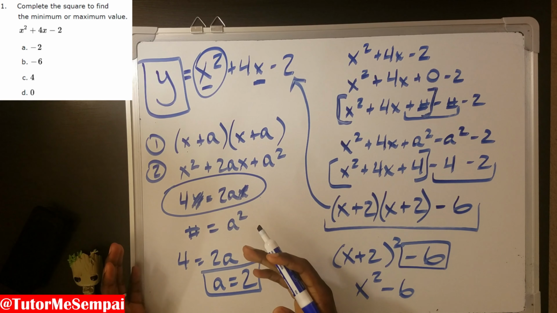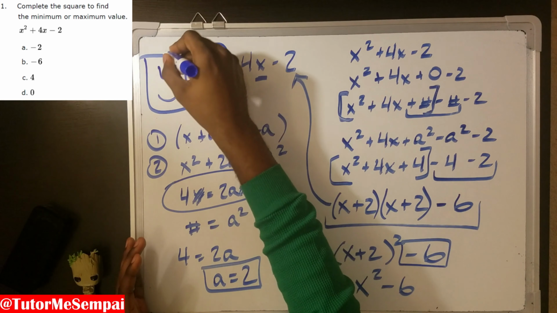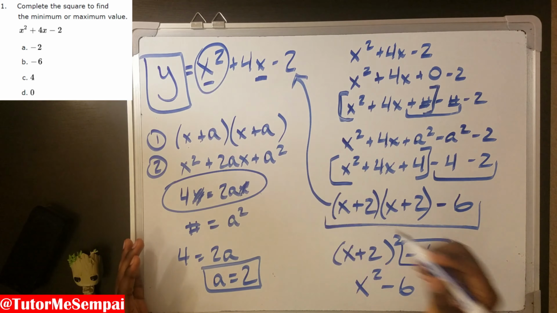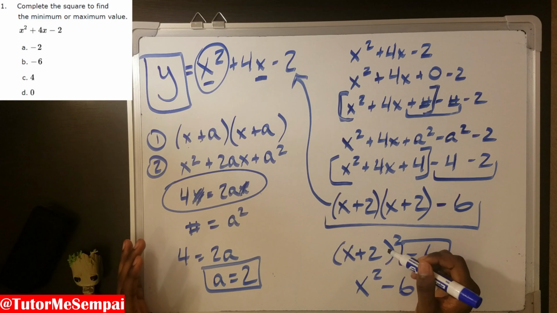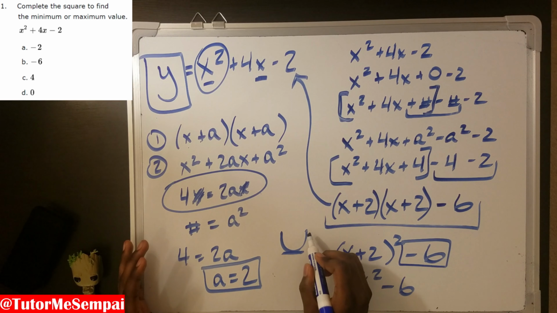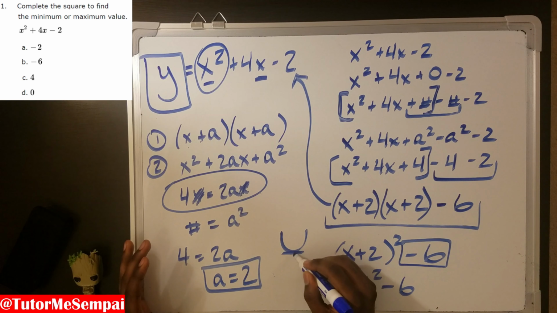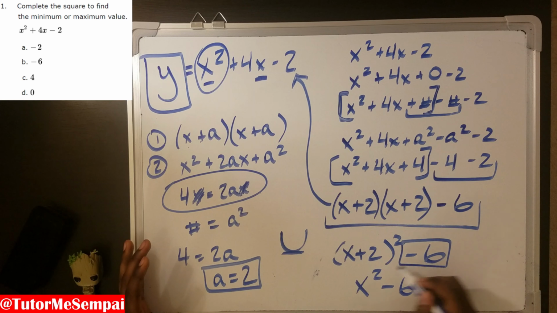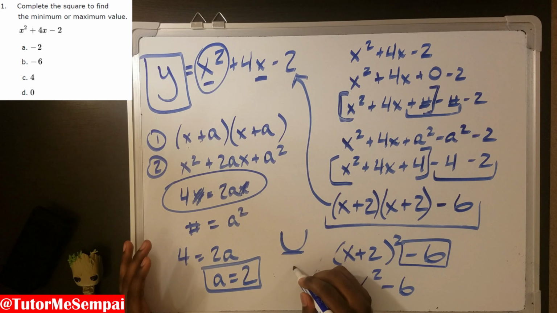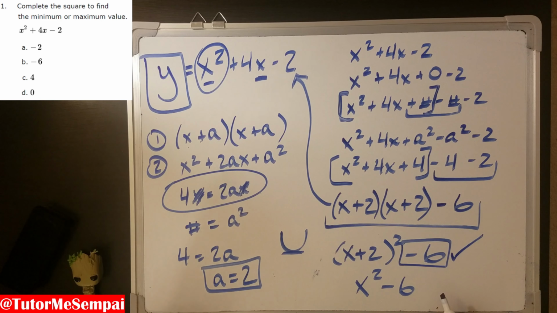Our question asked us to complete the square to find the minimum or maximum value. That is, what is the minimum or maximum value of y? Because this is a positive quadratic, because there's no negative right here, we know that we're going to have something that looks like this. Therefore, we're going to have a minimum but no maximum. And our minimum is going to be shifted from our y-axis of 0 down by 6. So our new minimum for our whole function is going to be -6.